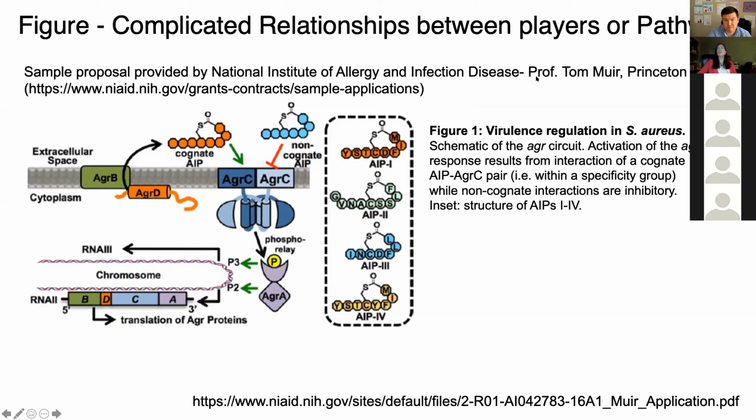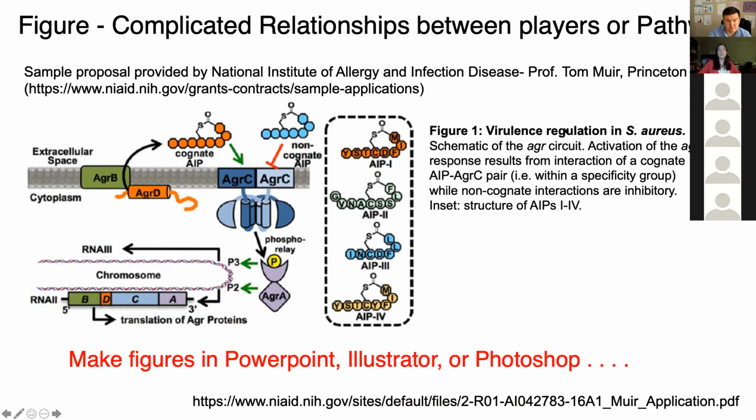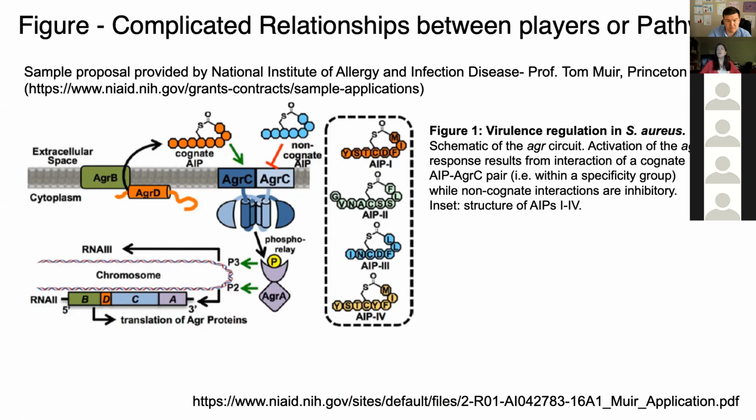So this is one. This is actually from Professor Tom Muir, who's a chemist at Princeton. And one of the first figures in his proposal, this example proposal on this NIAID website, is this very complicated looking graphic. And this is showing the background information of how virulence works in the context of Staph aureus. This proposal is about understanding how Staph aureus works. And so talking about now the mechanism of that organism is what they're planning to do here.